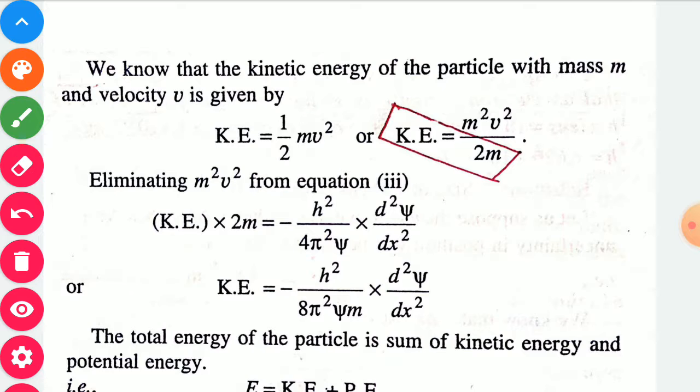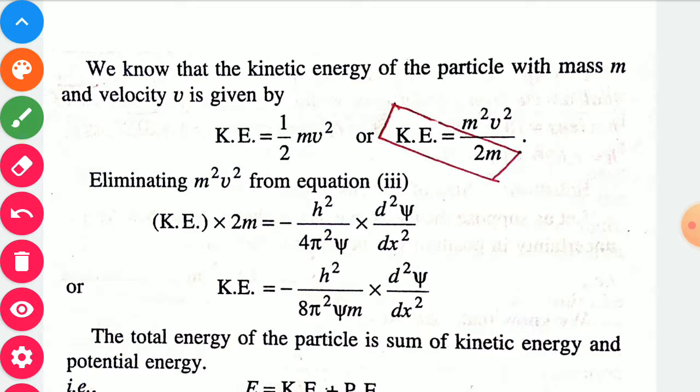So here it was initially 2m. Here it was initially 4. Now by multiplying with the 2, here it will be 8. Initially it was pi square. So here pi square. Psi was there already. But here m is also there, because we multiplied the denominator term by 2m. Therefore kinetic energy is equal to minus h square upon 8 pi square psi m multiplied by d square psi upon dx square.